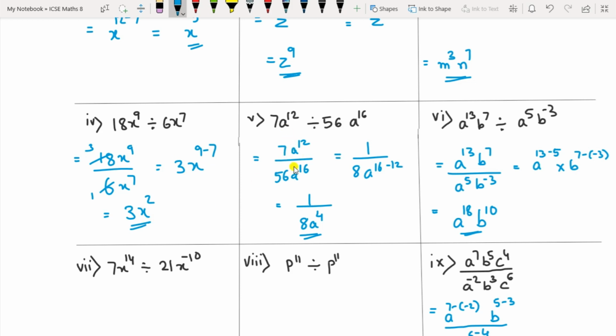Similarly for this question, 7 upon 56, a raised to 12 upon a raised to 16. Now you can see here the denominator is having greater power, so 12 will come down. And this is 7 1s are 7, 7 8s are 56. So it becomes 1 here, and 8 a raised to 16 minus 12. So answer is 1 upon 8 a raised to 4.